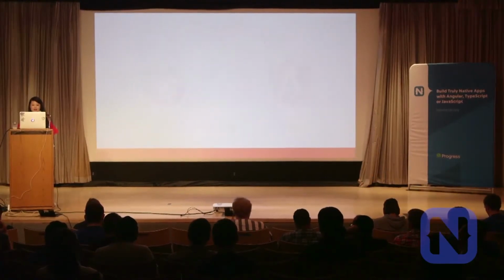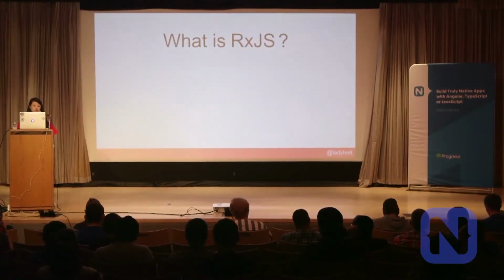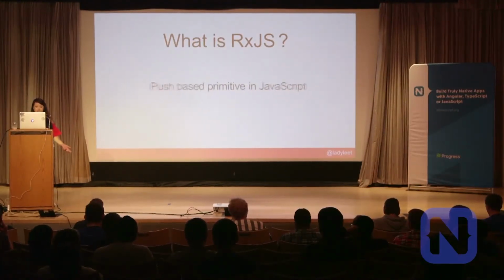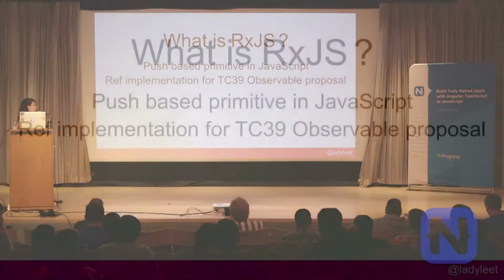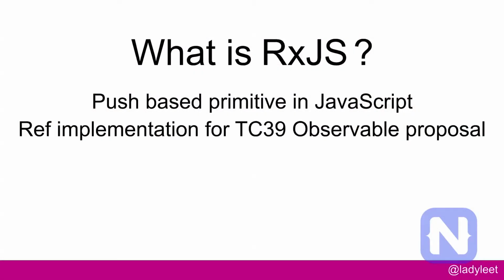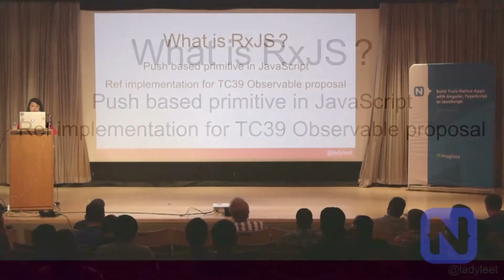Very excited about it. So just a little summary about what RxJS is. I'm sure you use it and you know the functionality, but I'm going to give you a few more definitions that you can sort of wrap your heads around. RxJS is a push-based primitive in JavaScript, first and foremost. It's also the reference implementation for the TC39 observable proposal, which is currently at stage 1. It's going to be moving soon, which is really exciting, a little bit of a push from the Google team.